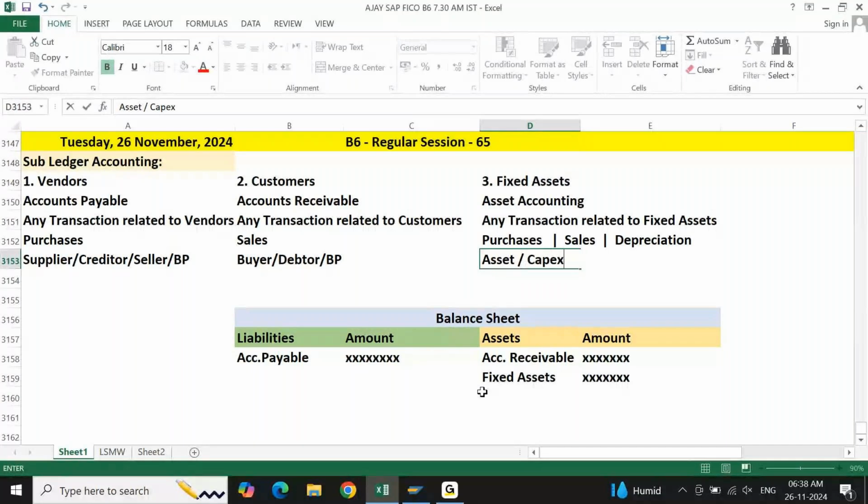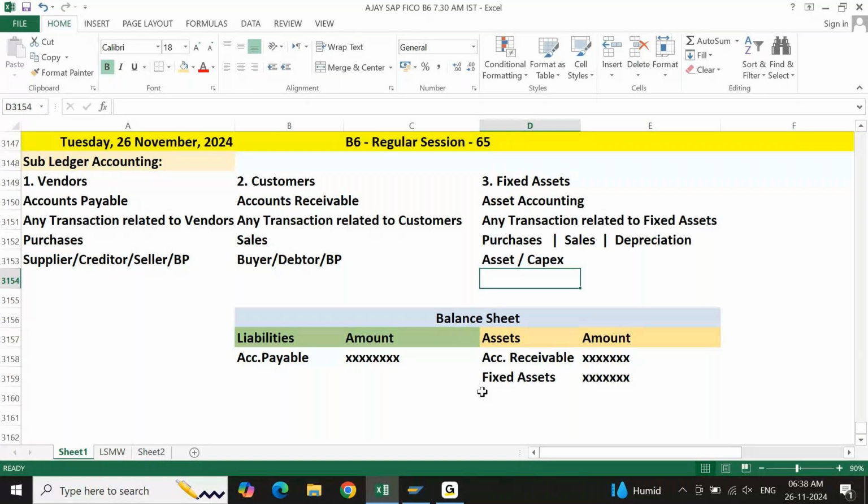CapEx, has anybody heard CapEx? Capital expenditure. Is CapEx also a fixed asset or not? Yes, sir, CapEx is also a fixed asset. First we will begin from the vendor, then we will move on to customer, followed by fixed asset account. These three points are clear.